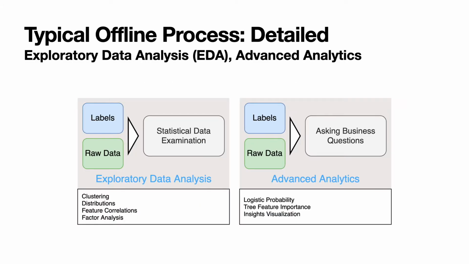Now we will go a bit deeper into this process. EDA is when we're trying to understand the data. What is the amount of data? What features do we have there? What features are we going to generate and what features are we going to drop? A somewhat separate process is advanced analytics. Advanced analytics often happens as an answer to business questions, and then we try to answer with statistical methods, logistic probability, tree feature importance, feature correlations, and other things. Or the best option is just to visualize your findings, to present them to your audience, to yourself, to your customers, to your business owner.